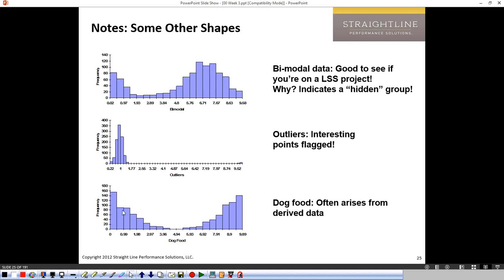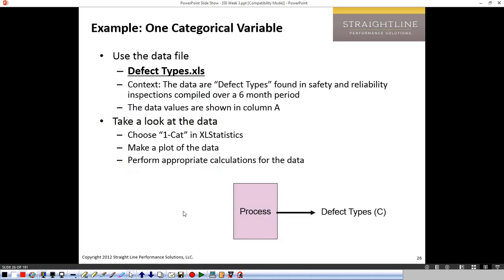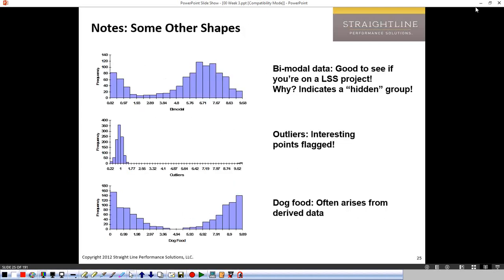So there you go. Outliers, and then this final one right here, which I have listed as dog food, which I say often arises from derived data. What I mean by that is when I see stuff like this, I think somebody's playing around with the numbers. What often happens is there's a cliff that you might find that's unnatural, that there's no reason why there should be a cliff like that in the data, but there is, and so you wonder why it is. Okay, so that's one example.